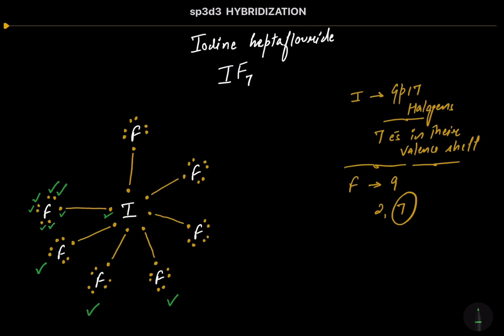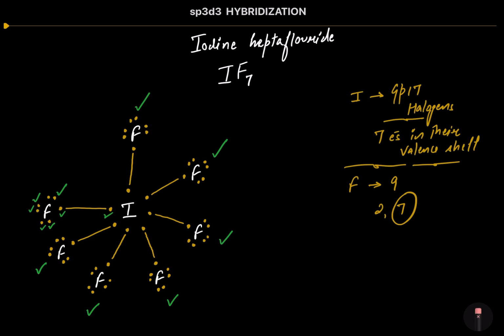The same way, the fifth fluorine is also going to attain the octet, that is 8 electrons. The sixth fluorine is also going to attain the octet, that is 8 electrons. And the seventh fluorine is also going to attain 8 electrons in its valence shell after the formation of 1 bond with the iodine atom. So I'm repeating it again, all the fluorine atoms will attain 8 electrons, that is an octet, after the formation of 1-1 bond with the iodine atom.